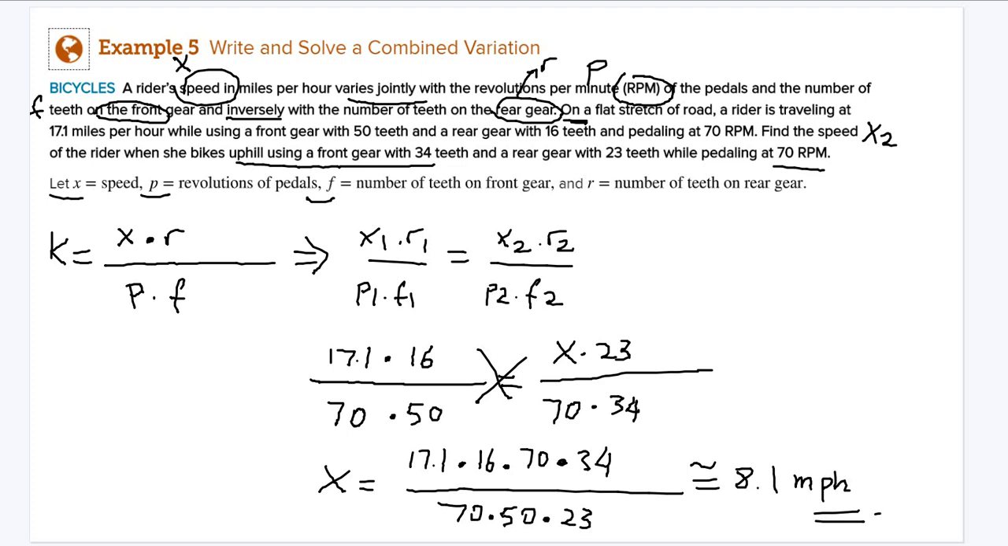And the last check question on the bottom of page 490, part A, the proportion you should write first is k is equal to a times p over r, or the other way to say it, a1 times p1 over r1 is equal to a2 times p2 over r2. And for part B, when you plug the numbers in the correct spots, the answer should be 28.